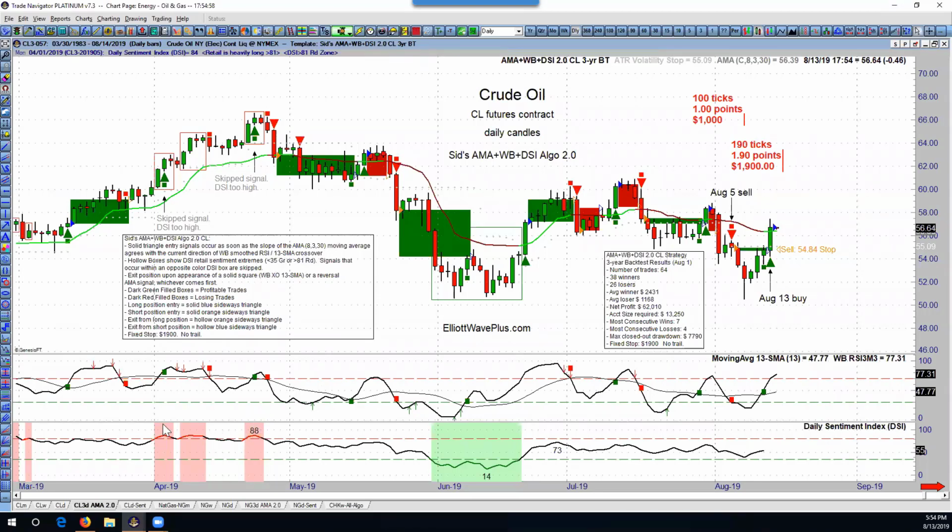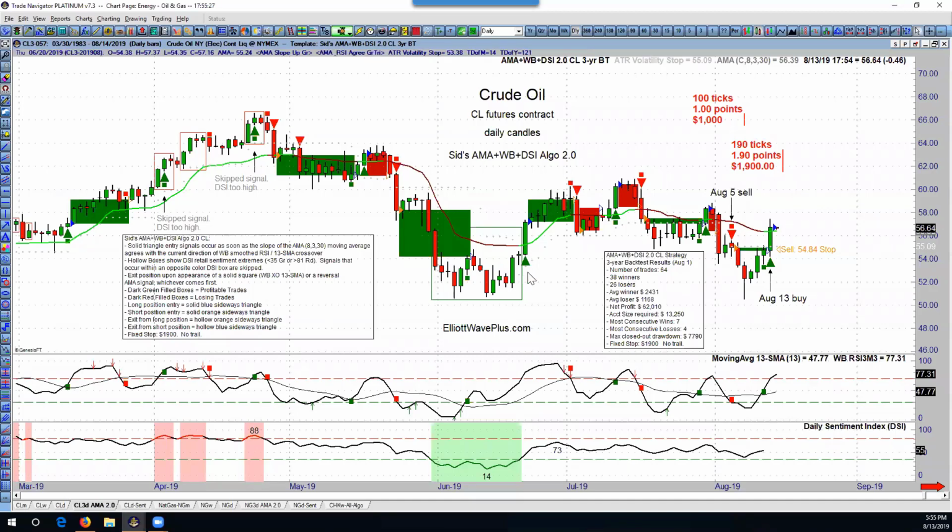And you can see that when you get one of these pink zones down here, you get a red box, a thin box up here. And that means if you get a long signal inside of a thin red box, that signal is skipped. Now, in the case of this signal right here, that probably would have been profitable, but in the case of this signal, it would not have been.